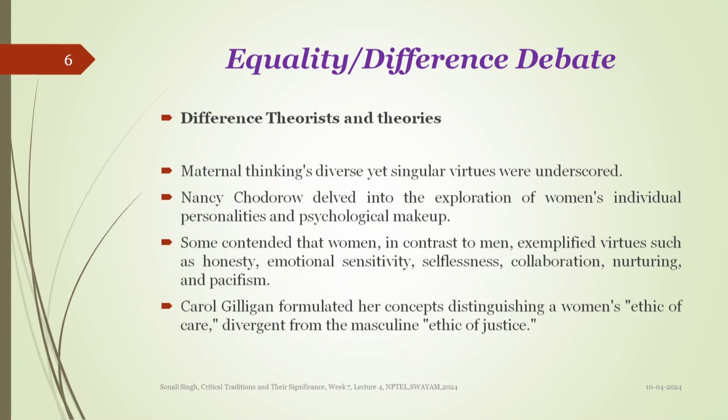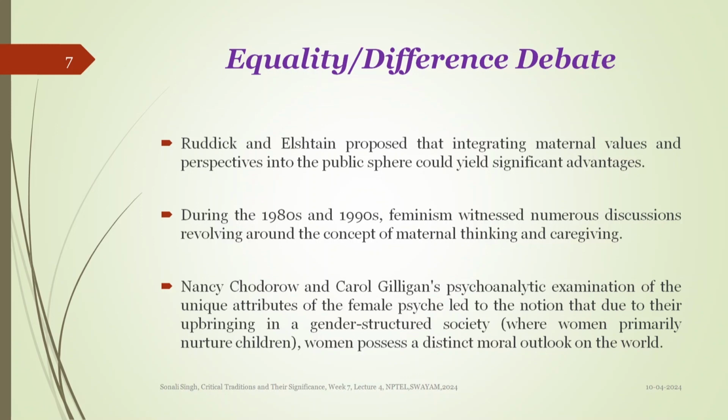Carol Gilligan, another very important feminist thinker, formulated her concepts distinguishing women's ethic of care from the masculine ethics of justice. So, she made a distinction between two types of ethics: the ethics of justice, which are the principles associated with doing work in the public sphere, and they are different from the ethics of care, which are a set of principles needed for doing certain functions in the domestic sphere. And therefore, she attributed the ethics of care with women and the ethics of justice with men, and then she developed her theory based on that.